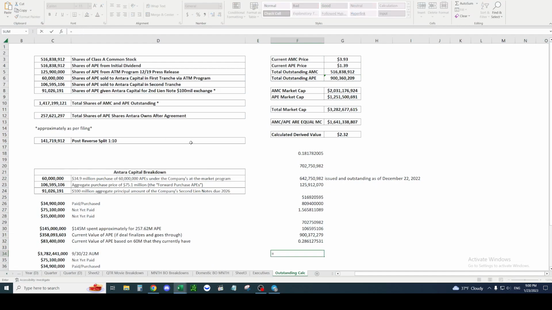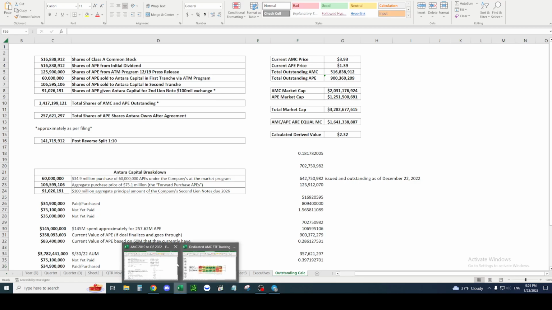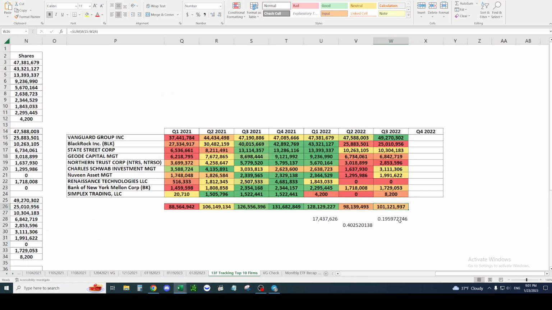So what's that total percentage now? Plus 100 million, that divided by that. That means nearly 40% alone of APE would be voting for yes, just in the APE. And basically 20% alone will be voting yes in AMC Class A common shares.